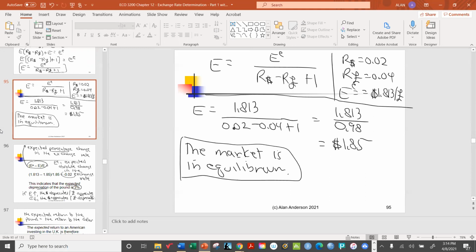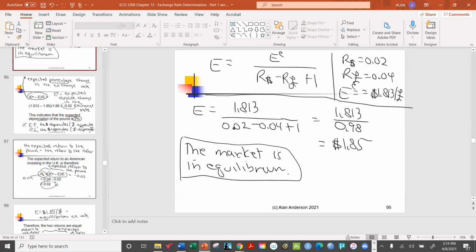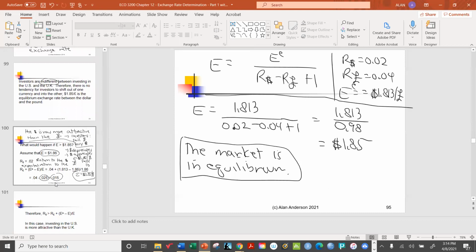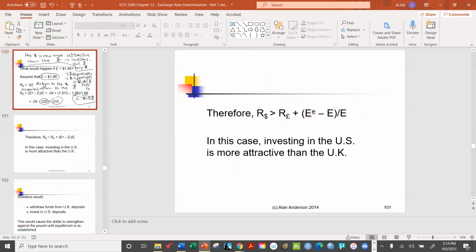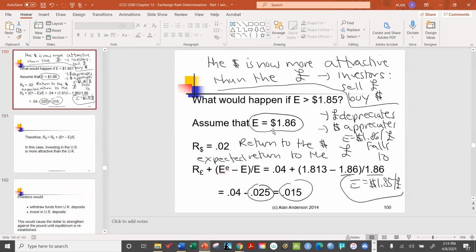Okay. Now, what about other cases where this is not true? Just like we saw before with our supply and demand curves, if we're not in equilibrium, prices will automatically adjust themselves to bring the market back into equilibrium. What about here? What has to happen for an adjustment to take place? So there's two possibilities. E could be too high or too low to be consistent with market equilibrium. All right, well, let's try the first case, E is too high. Let's jump ahead here and look at the numerical example of what happens if E is greater than $1.85, like $1.86.